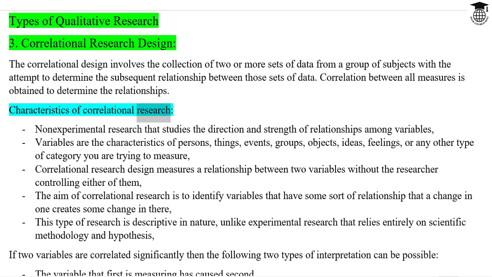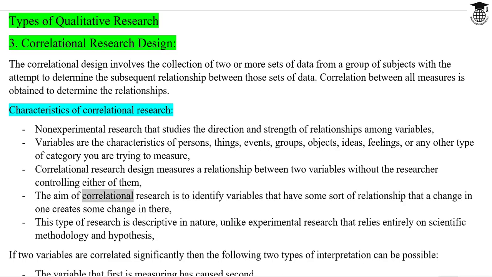Characteristics of correlational research. Non-experimental research that studies the direction and strength of relationships among variables. Variables are the characteristics of persons, things, events, groups, objects, ideas, feelings, or any other type of category you are trying to measure. Correlational research design measures a relationship between two variables, without the researcher controlling either of them.